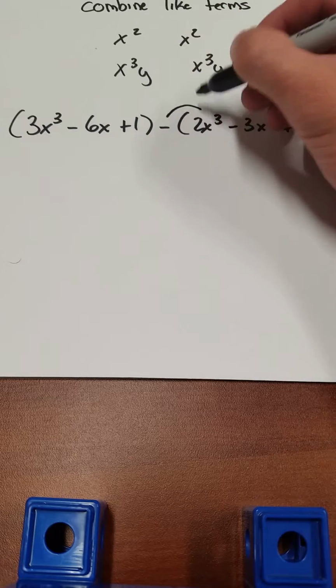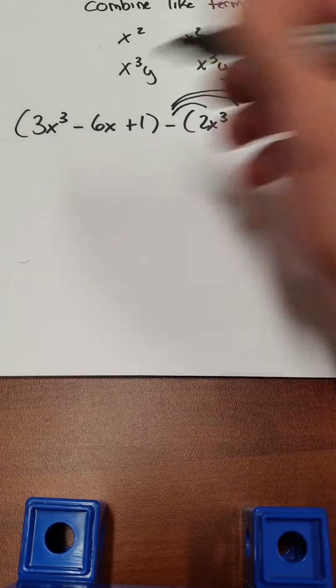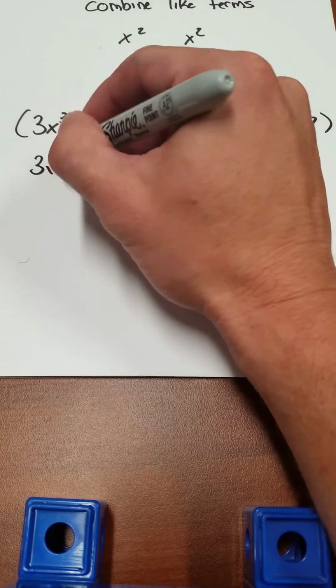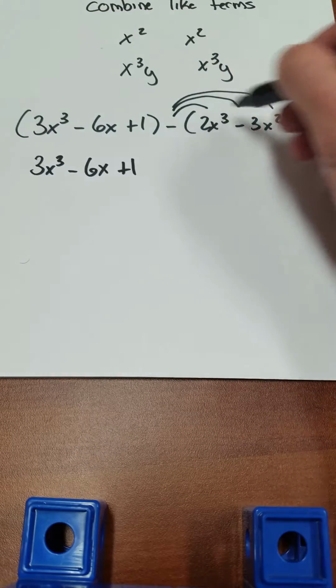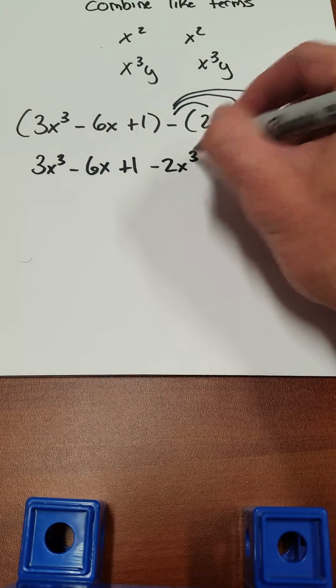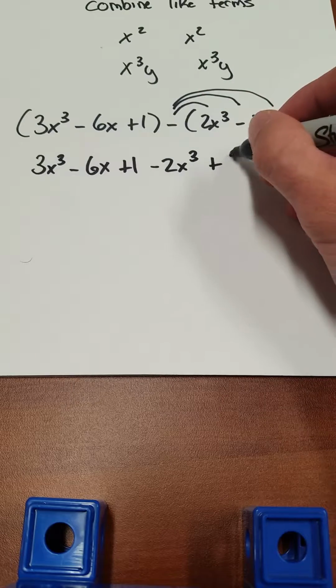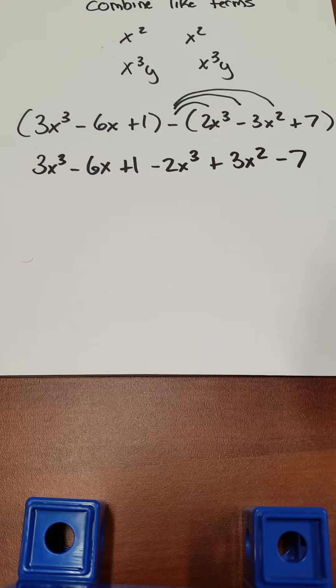Please make sure you distribute the negative sign just like we did with complex numbers. Distribute it out so the first parenthesis stays the same. Nothing changes there. Distribute the negative sign out, so this becomes negative 2x cubed, negative and negative, positive 3x squared, negative and a positive, negative 7. Now combine like terms. Remember, you must put it in standard form.